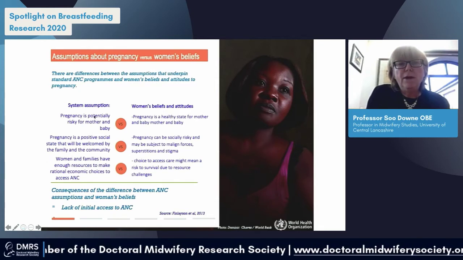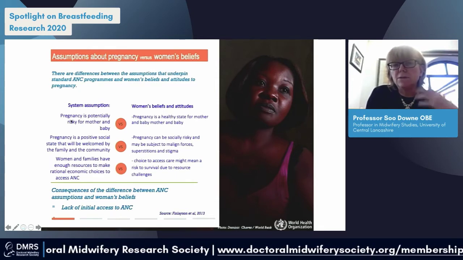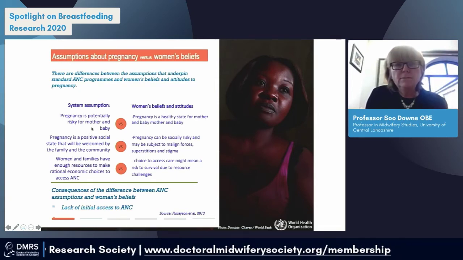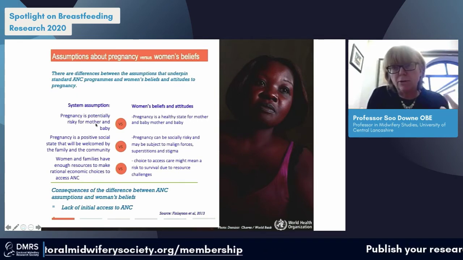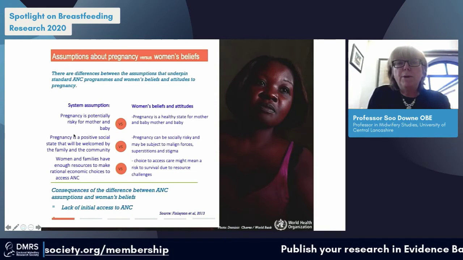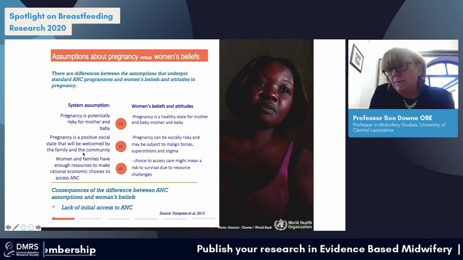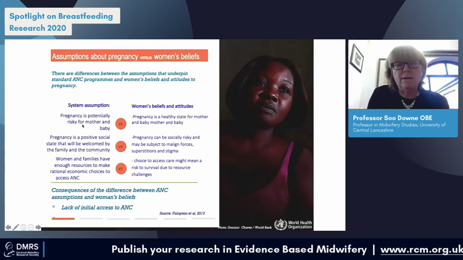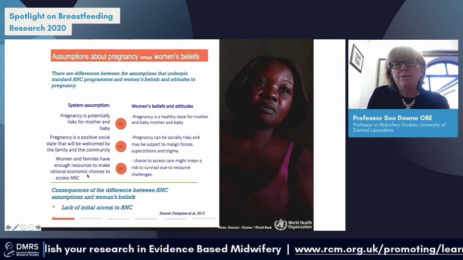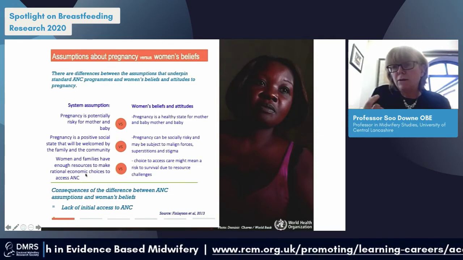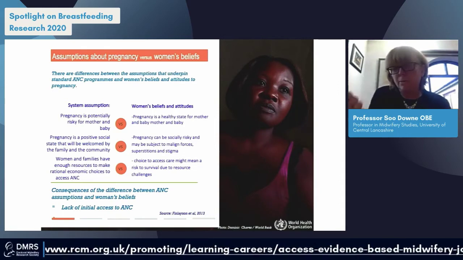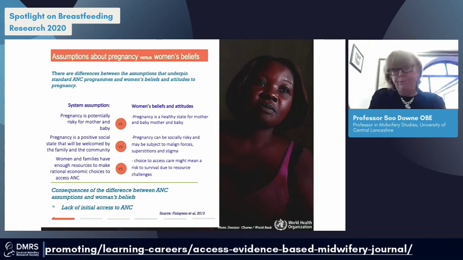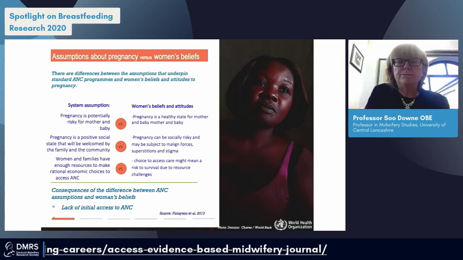So we found that the assumption of the system, the assumption of antenatal care provision, is that pregnancy is potentially risky, so you need to go and have the care to make sure you're not having problems. That it's a positive social state, that everybody is happy to be pregnant, that's great, everybody loves that, and that women and families have enough resource to make rational decisions economically to access antenatal care, that you've got the bus fare and you can get the childcare and so on and so forth.